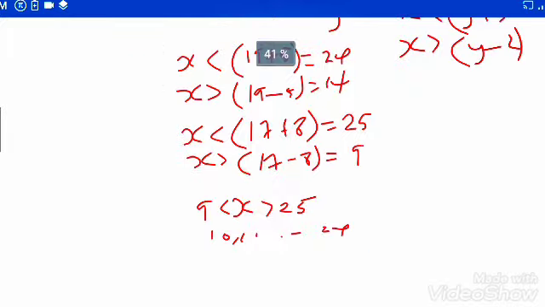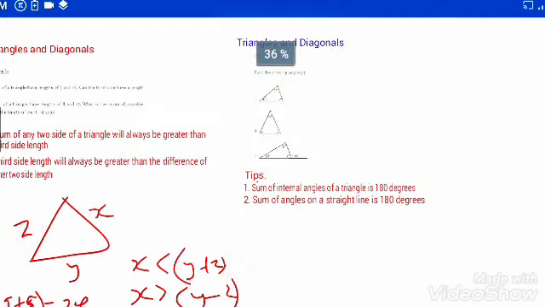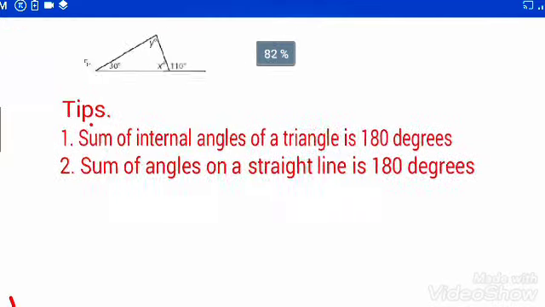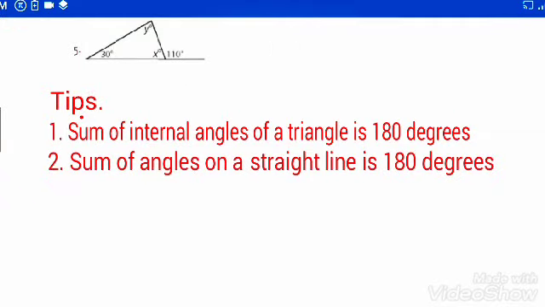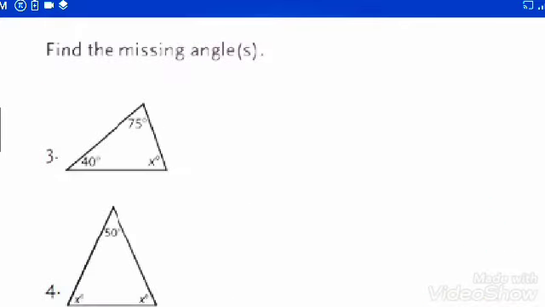Alright, let's look at another theorem, still very simple. This one says that the sum of internal angles of a triangle will sum up to 180, and this other one says that angles on a straight line will also add up to 180. So we have some questions here. It says find the missing angles.